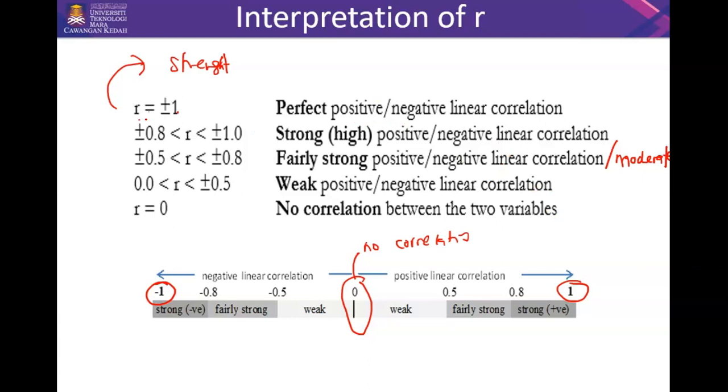Positive or negative is based on the sign of the r value. If positive, then we interpret as perfect positive. If negative, then we interpret as negative perfect relationship. Okay.